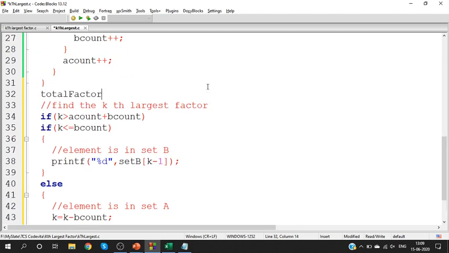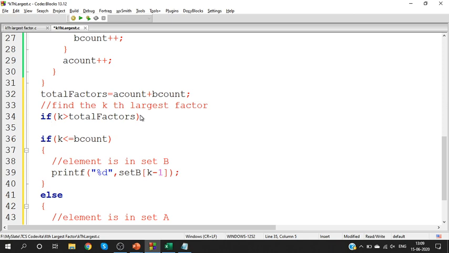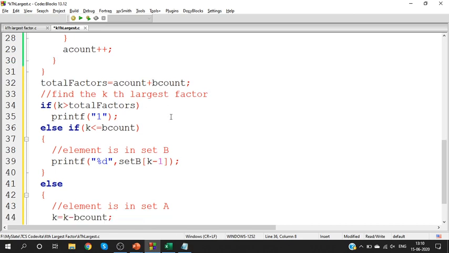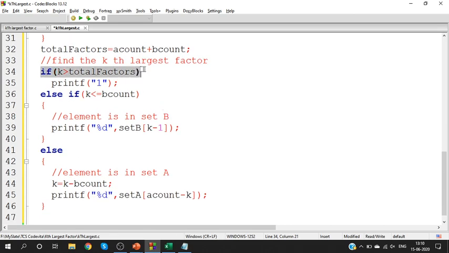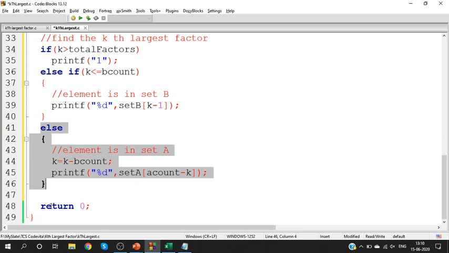Total factors is nothing but the number of factors in A plus the number of factors in B. So, if the k value is greater than total factors, it is out of range. What should we print for out of range? We should print it as -1. If it is within the range, we can check these conditions. Can you understand this? When it goes out of range, print it as -1. If it is within the range, find the value and print the value. That's it. This is the problem.